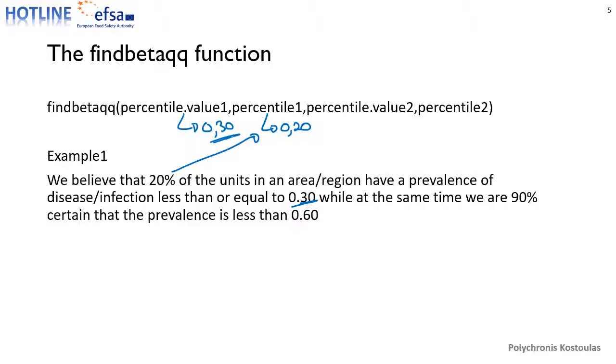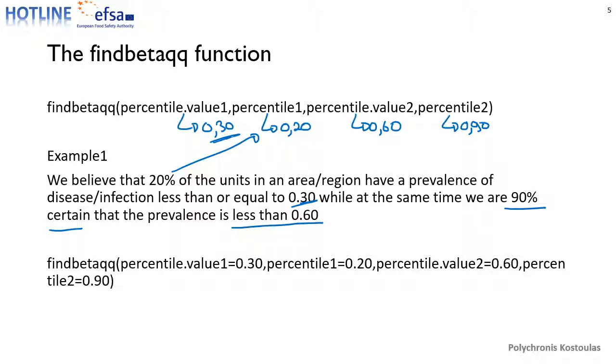And you're also 90% certain, so the second percentile is 0.90. So you are 90% certain that the prevalence is less than 60. So percentile value 2 is 0.60. Again, this is how the find beta QQ function looks in our case. Try it in R and see what you get out of it.